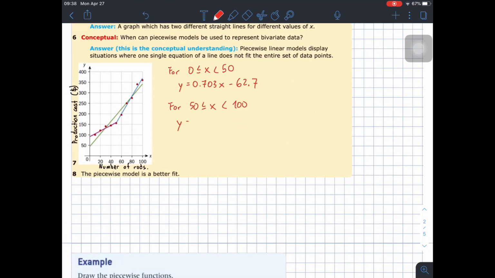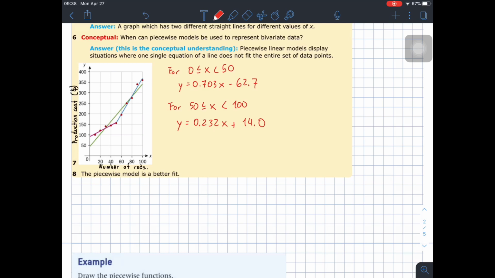The equation would be y equals 0.232x plus 14.0, okay? So 14.0.